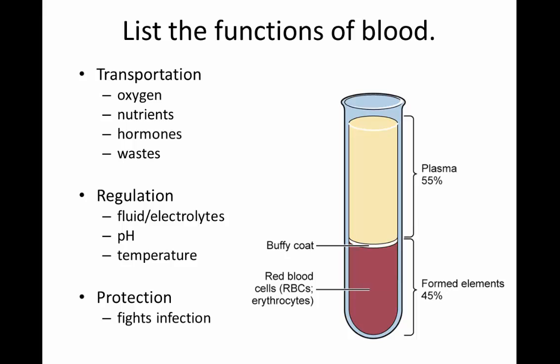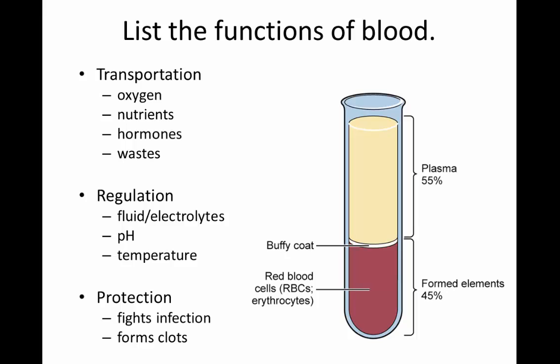Finally, the last function is protection, and protection is referring to the white blood cells that were mentioned before within the buffy coat, which ultimately form our immune system and are involved in fighting off infection. We'll take a closer look at these types of cells and the protection that they give us in the immune system and the lymphatic system unit.